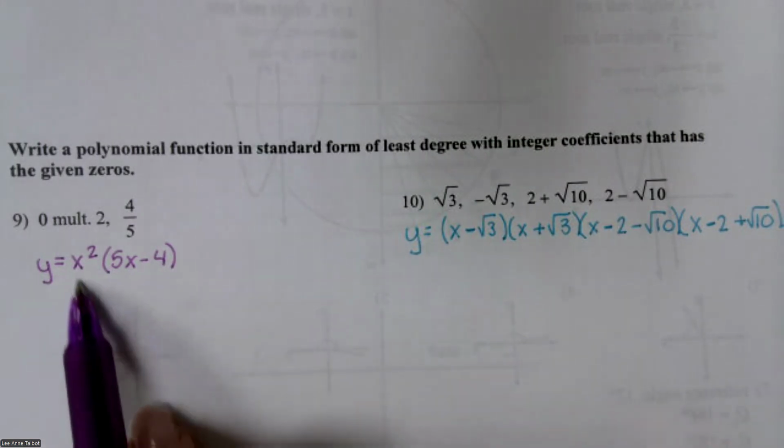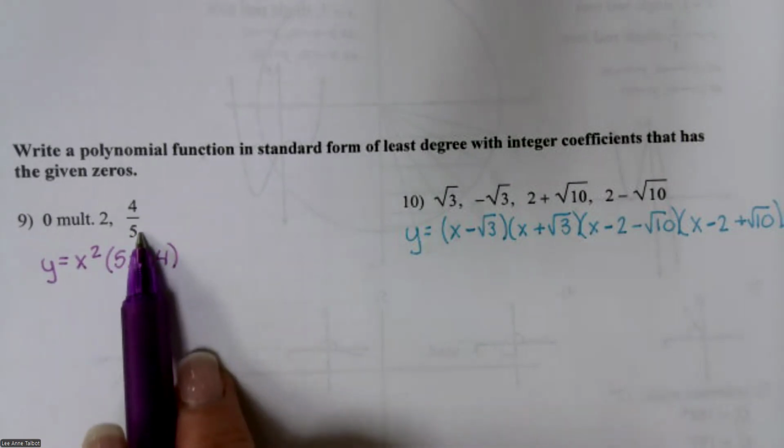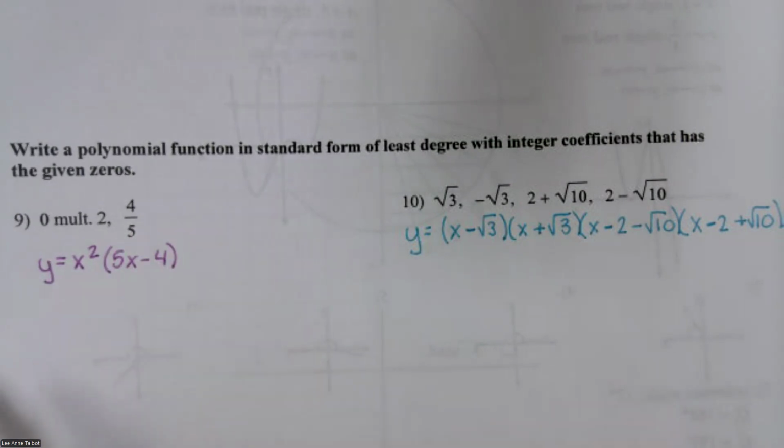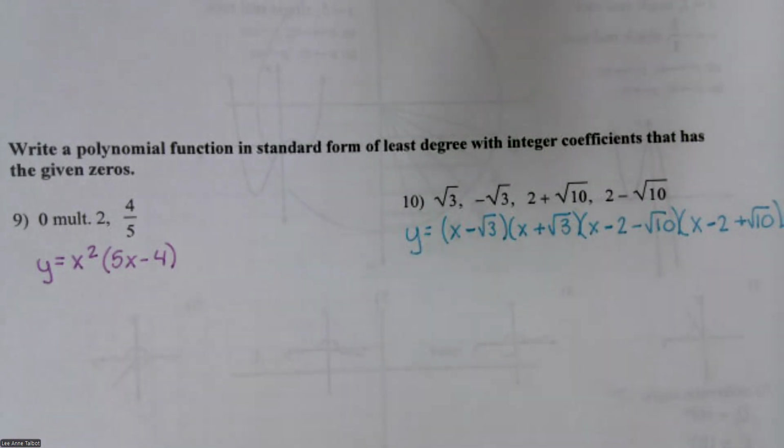x squared, 5x minus 4. Okay, but does that make sense though? So 0 is a double. And then you know how to do the fractions, right? The bottom one goes in the front, and you have to switch the sign. That one you just distribute. Excellent. We like that one.